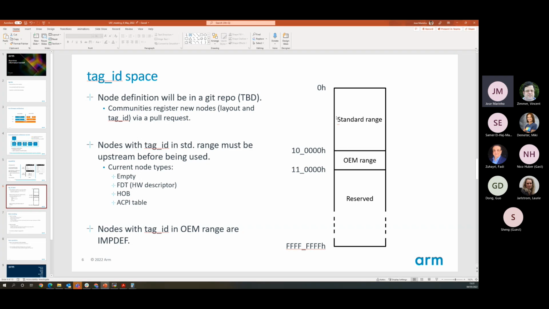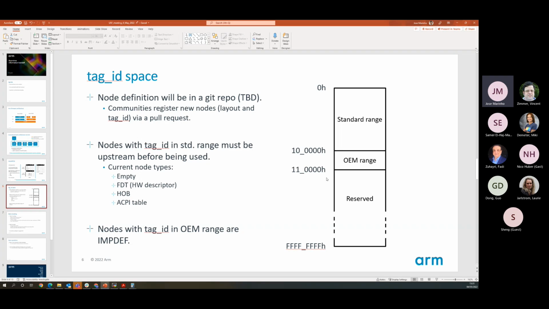So on the standard range, that is. Then we have the OEM range that has 64K tag IDs. These are very much ImpDef. So your device manufacturer or your firmware provider can come up with bespoke node layouts, and as long as it uses the OEM range, that's entirely fine. The firmware provider needs to take care of the collisions, but that's up to them.